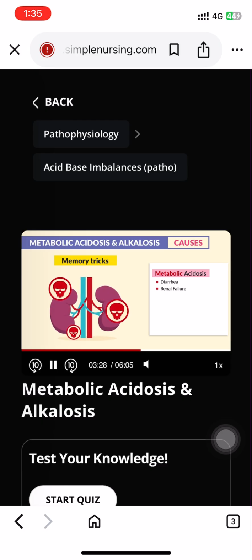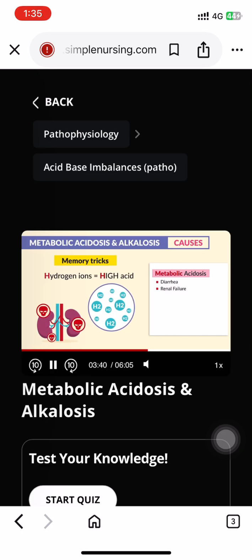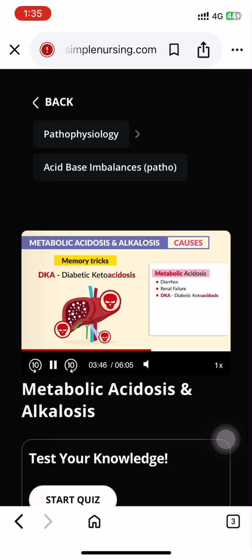And in renal failure, you retain too much urine, right? So is urine an acid? Well, yes, high hydrogen ions means high acid. So the memory trick we use, if your kidneys fail, then acid prevails. And lastly, DKA, diabetic ketoacidosis. Even the name includes the word acidosis. So that one's an easy one here.